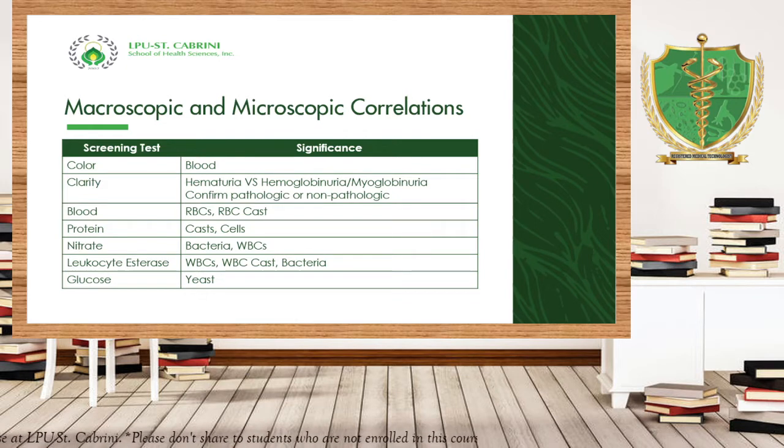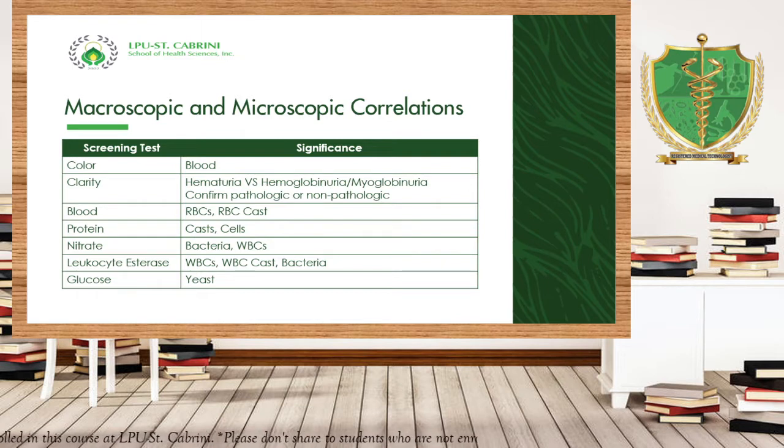Okay, so blood positive in blood reagent strip, our confirmation or our correlation will be on the RBC and RBC casts. However, I want to make it clear that not all cases or not all patients with a positive reading in blood will have the presence of RBC casts. Now, RBC casts may only be seen in cases of damage in the kidney.